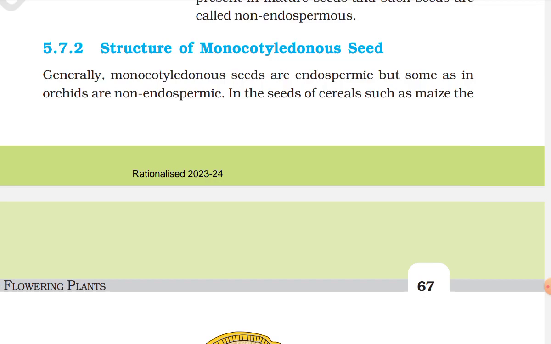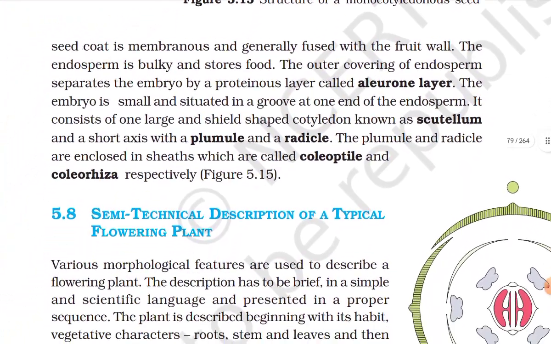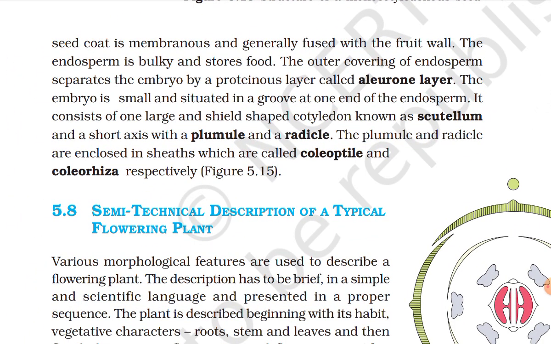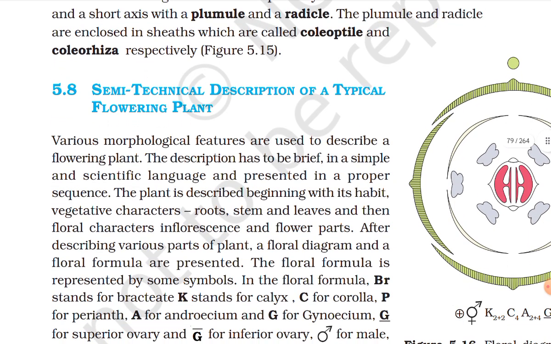In the seeds of cereals such as maize, the seed coat is membranous and generally fused with the fruit wall. The endosperm is bulky and stores food. The outer covering of endosperm separates the embryo by a proteinaceous layer called the aleurone layer. The embryo is small and situated in a groove at one end of the endosperm. It consists of one large and shield-shaped cotyledon known as a scutellum and a short axis with a plumule and a radicle. The plumule and radicle are enclosed in sheaths which are called coleoptile and coleorhiza, respectively.